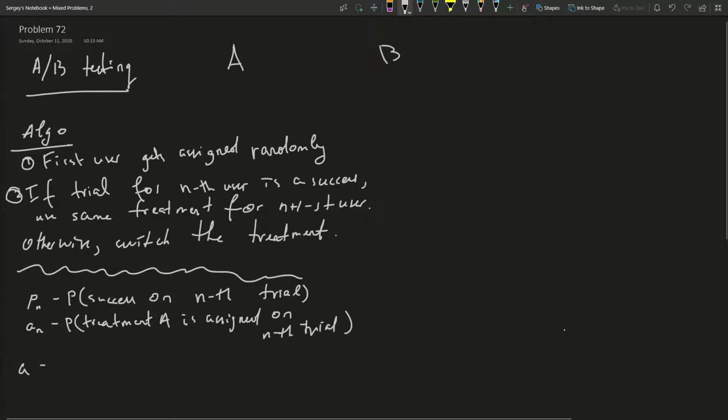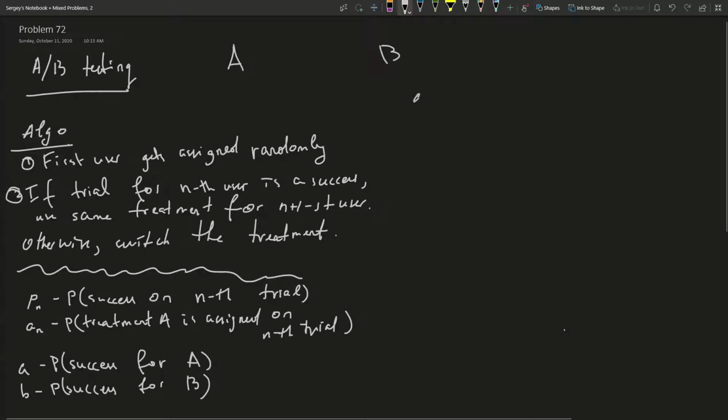Little a is the probability of success for treatment A, and little b is the probability of success for treatment B. Note that little a and little b would be unknowns in real life, because if we knew which one of them was more successful, we'd go with that version of the website. So little a and little b are unknown in real life, hence why we do A/B testing.